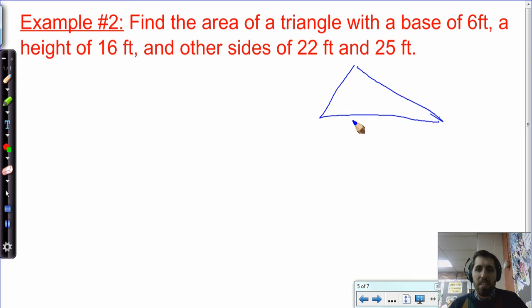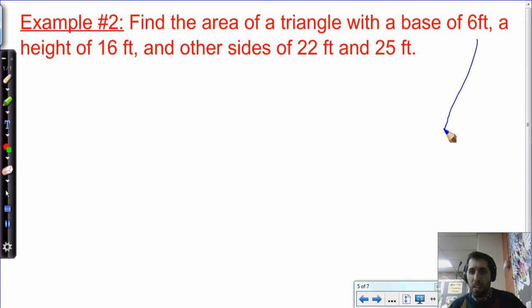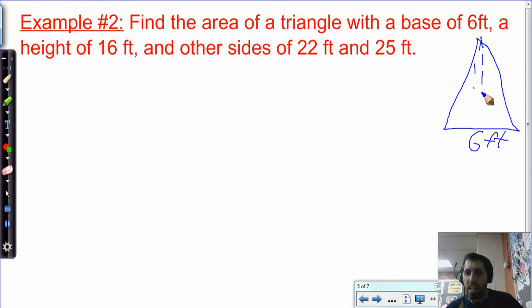We could say that the base, oh, I wish this would work. They said that the base is 6 feet. Oh, so it should have been really short. Whoops. These are so wonky. Sorry. 6 feet, height of 16, and then the other two are 22 and 25. Goodness gracious. Height of 16 feet, and the other two sides are 22 and 25 feet.